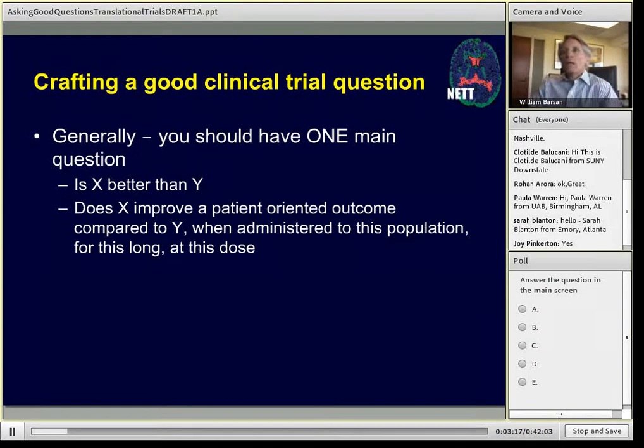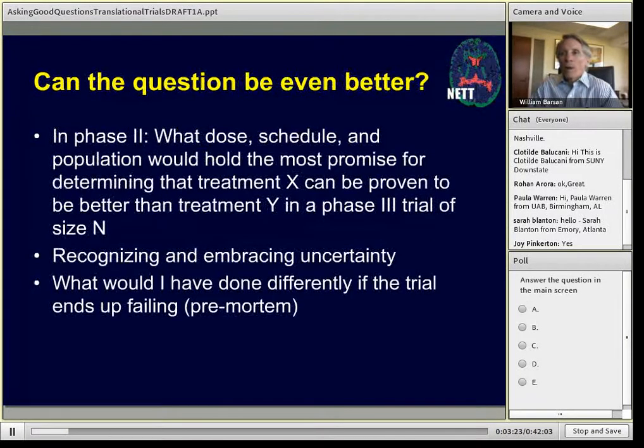In terms of crafting a good clinical trial question, in general you should have just one main question. Everybody's aware that you can only choose one primary outcome, so you've got to ask one question. You could do it very simply: is X better than Y? Maybe better than that would be: does X improve a patient-oriented outcome compared to Y when administered to this population for this long at this dose? That's a lot more substance than the original question. And then you can ask, could the question have been even better? What dose, schedule, and population would hold the most promise for determining that treatment X could be proven better than treatment Y in a phase 3 trial?